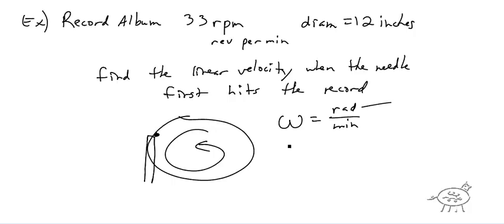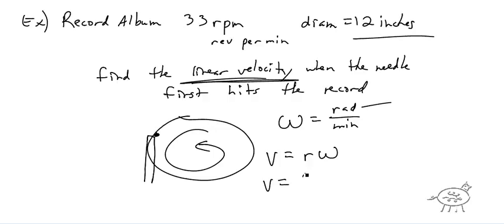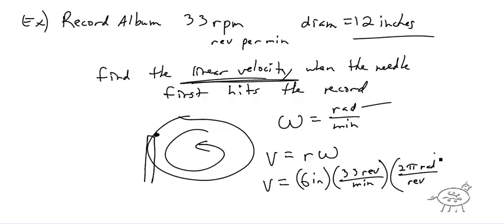Well, I guess we got to write out the whole equation. We're looking for linear velocity. So linear velocity, V is equal to R times omega. Okay, so what I'm going to do is I can say V is equal to R. Well, that's pretty easy. That's not 12 inches, but it's half of that. So it's 6 inches. And then omega is going to be, well, let's try it out here, 33 revolutions per minute. Okay, we're going to use a little dimensional analysis here, and we're going to convert revolutions to radians. So it's going to be 2 pi radians per revolution.